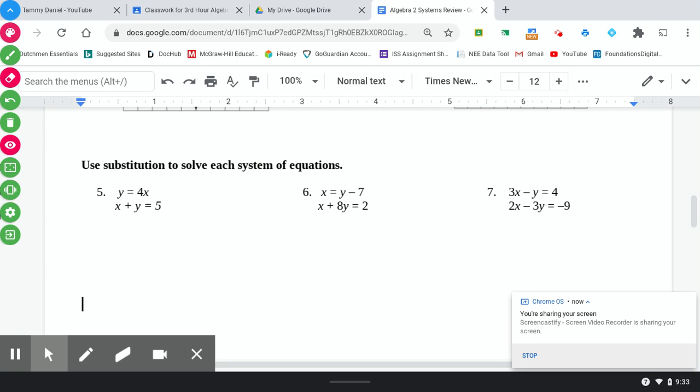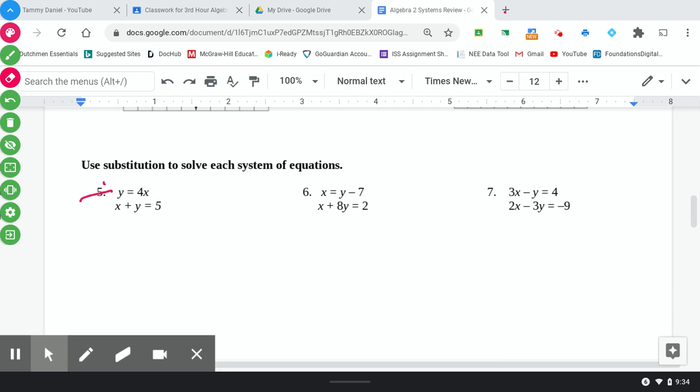All right, hey there. Let's move on and talk about substitution here, okay? In substitution, what you're trying to do is isolate one of the variables in either one of the equations so that you get something like y equals 4x, or x equals something, y equals something, so that you can substitute it into the other equation. So instead of y right here, I can put 4x.